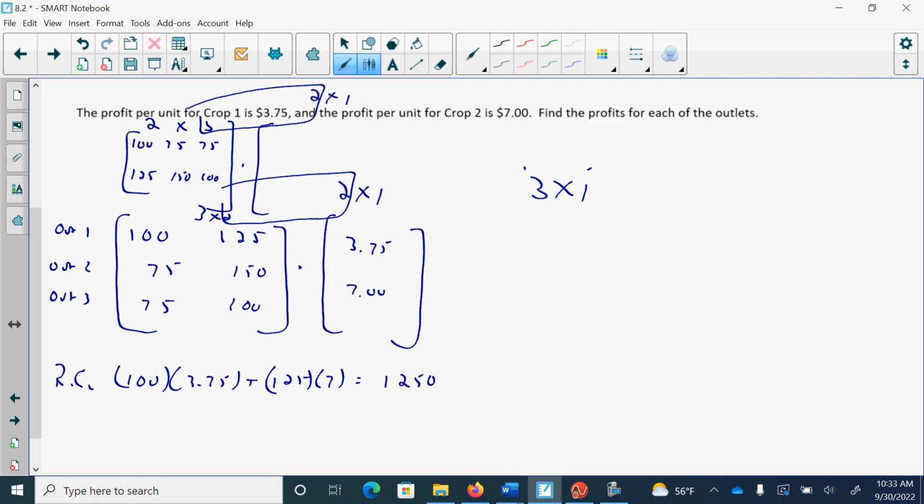So that's row 1, column 1. I'm done with column 1, so now I'm going to do row 2, column 1. And that's going to be 75 times 375 plus 150 times 7. I have no idea.